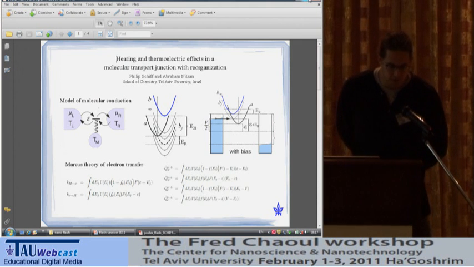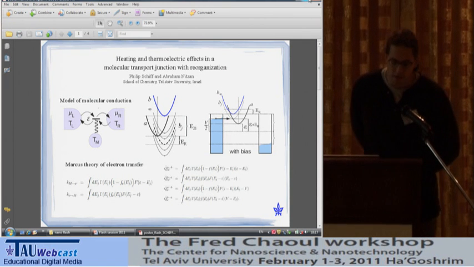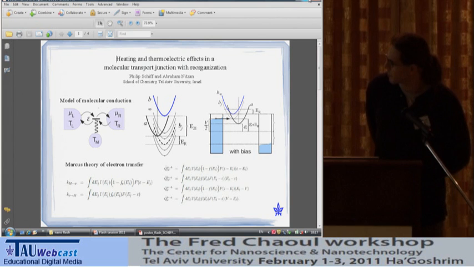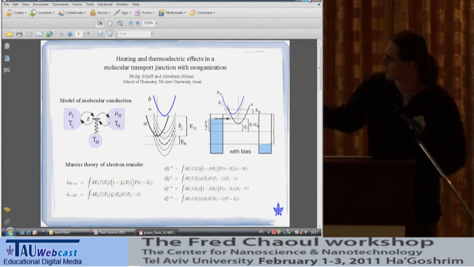Transport in molecular junctions, whether they're layers or single molecules, is a topic of great interest in recent years. We're interested in understanding not only the current phenomenon, but the heating and thermoelectric effects. We build a simple model based on the Marcus picture of electron transfer to understand heating effects in a hopping regime. We derive the transfer rates and the rates of heating.